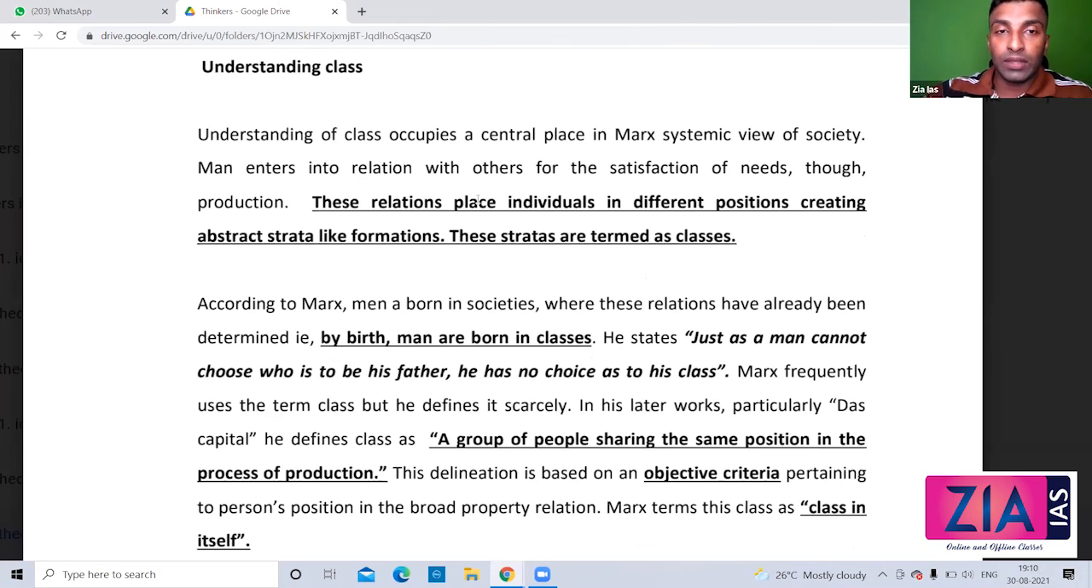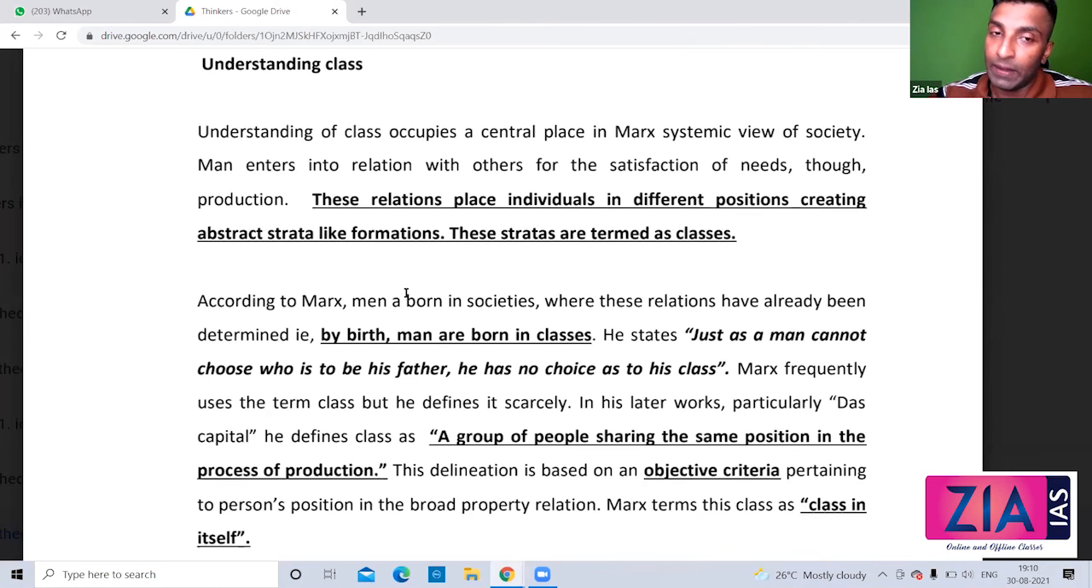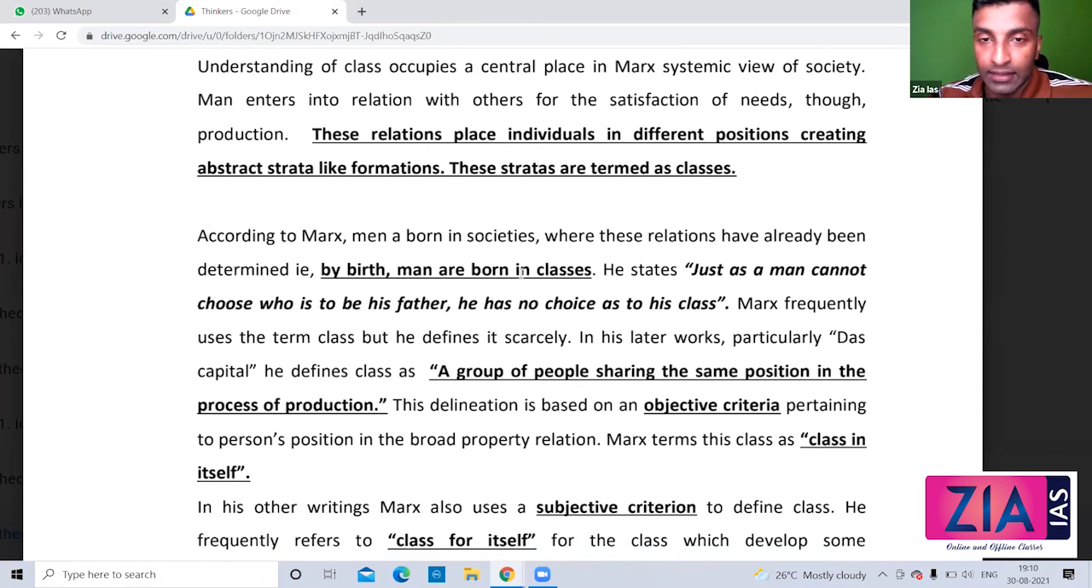Okay, so these relations place individuals in different positions, creating abstract strata-like formations, and these strata are termed as classes. We have discussed the same thing in stratification, and you need to write the Marxian theory of stratification exactly from this discussion. According to Marx, men are born in societies where these relations have already been determined. That means by birth, we are born into classes. Our class belongs to our father's class, right? Generally, we consider it as father's class. Nowadays, mother's class also, but normally father's class.